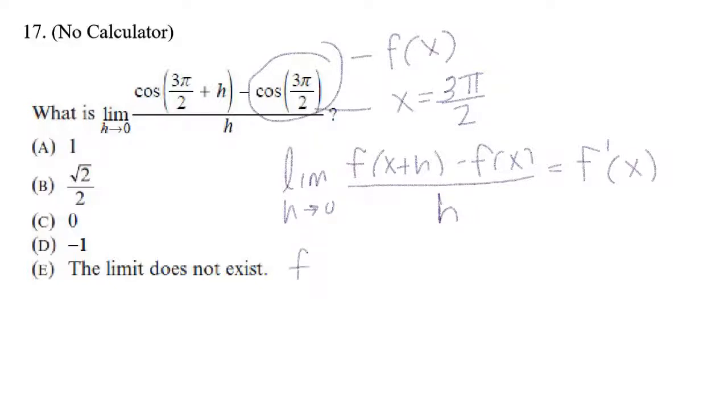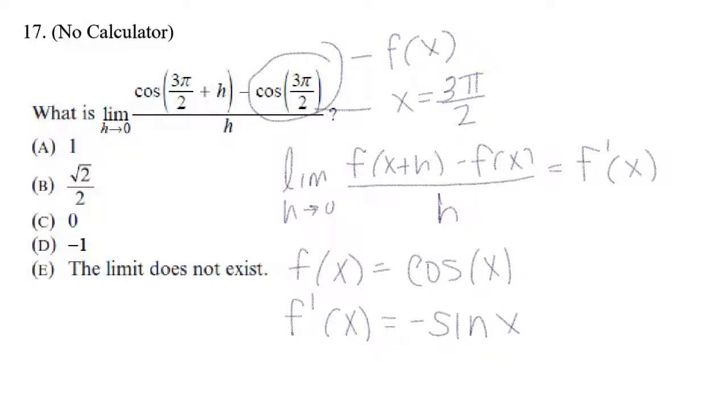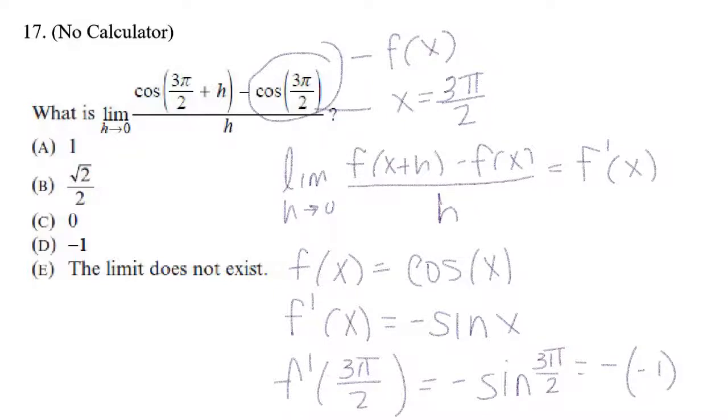So if f of x is cosine of x, then we know f prime is negative sine of x. And now we need to know, well, what is f prime of 3 pi over 2? Well, that's going to be negative sine of 3 pi over 2. And that's going to be negative of negative 1, which is positive 1. So we should have gotten A for my answer here.